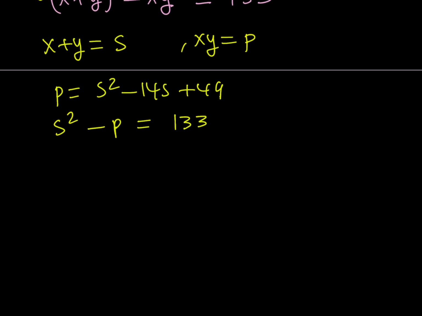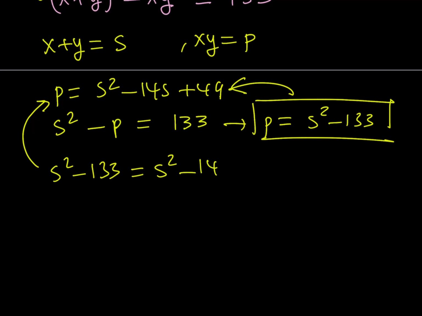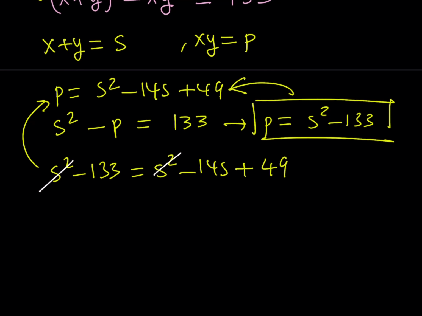So let's isolate the p from the second one. This is what p equals from the second equation, and I'm going to substitute that into the first equation. If we do that, we're going to get s squared minus 133, which replaces p here, equals s squared minus 14s plus 49. Obviously here, s squared cancels out, and we end up with a really nice equation.